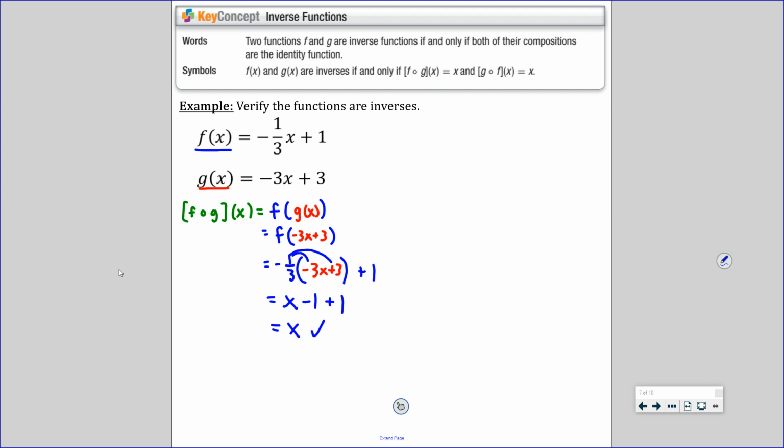It says both. You have to do f of g and g of f. All right, so let's do g of f over here. G of f of x.